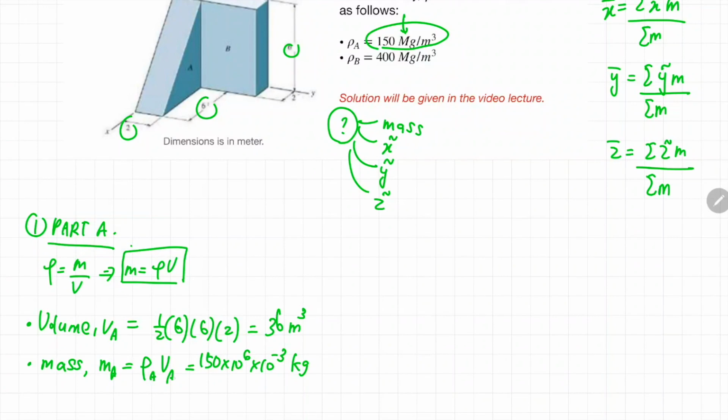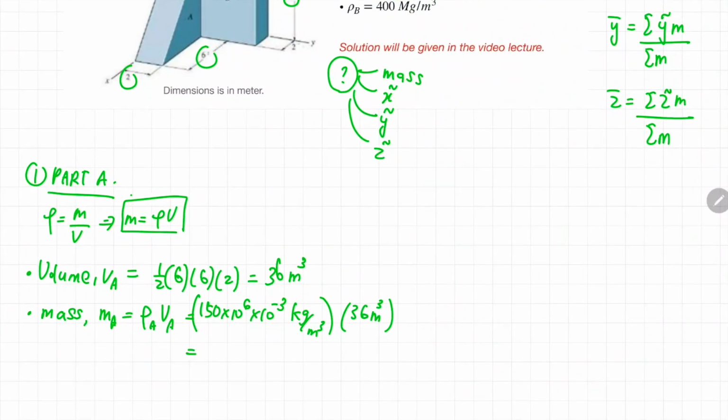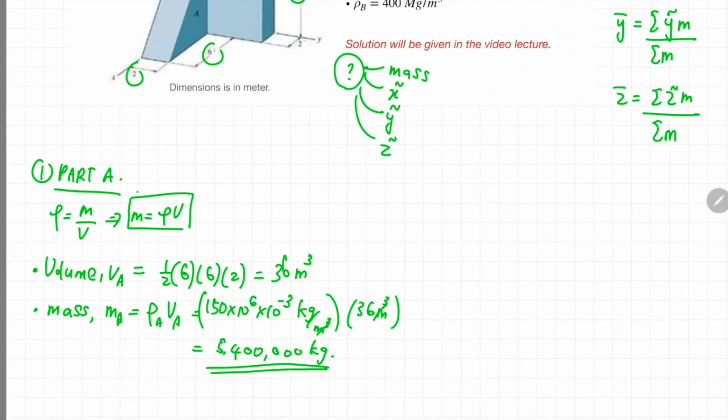Once that is converted, then only you can multiply it with the volume. The volume is 36 meter cube. From this formula, the meter cube and meter cube cancel, and the only remaining unit is the kilogram. Using your calculator, you will get the mass of block A to be, wow, that's a big value, 5,400,000 kilogram.